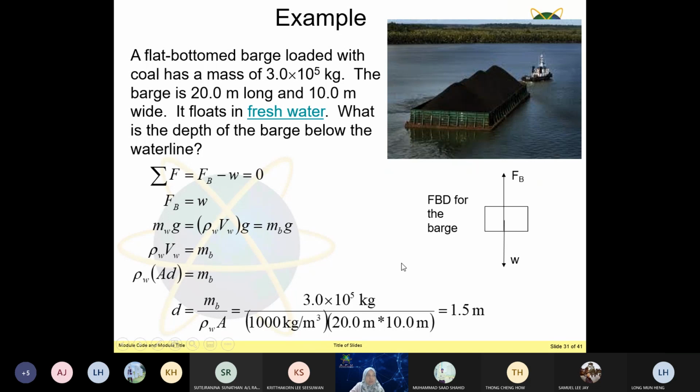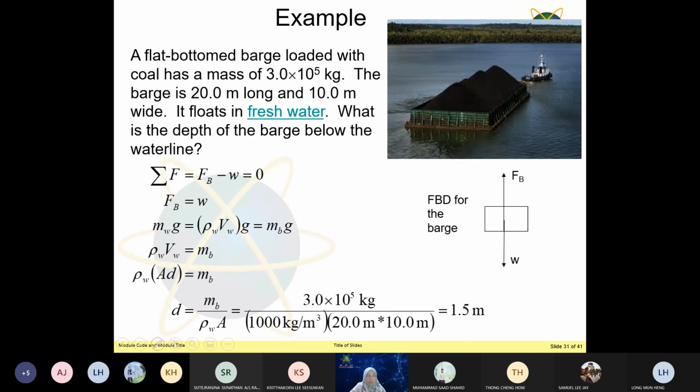A also not given. A must multiply this length, 20 meter multiply with 10 meter. If in cm, convert to meter first. Then only you multiply, put here. After you calculate everything, you will get 1.5 meter. That is the depth of the barge below the water line.